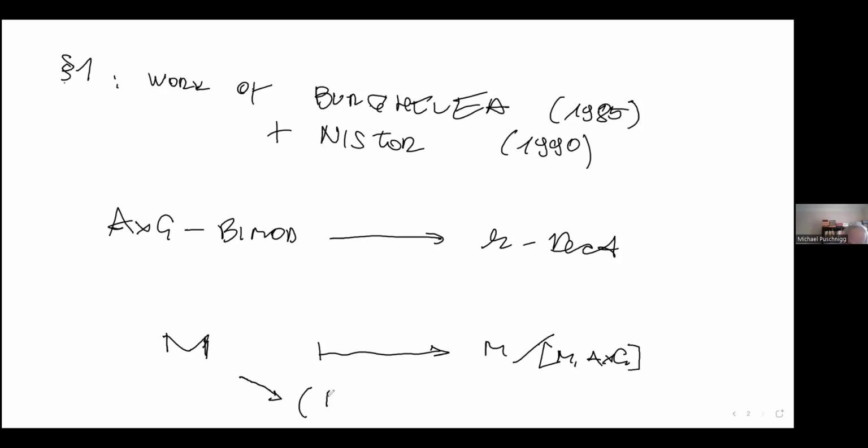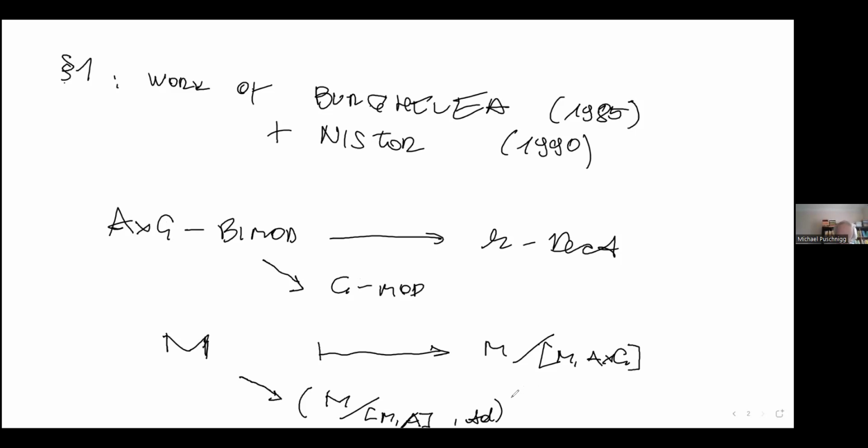So you take M and you divide by the commutators with respect to A. This gives you a functor from A⋊G bimodules to the category of G modules. Because whenever you have a bimodule over the cross product, you have a G action on the left, you have a G action on the right, so you have an adjoint action.